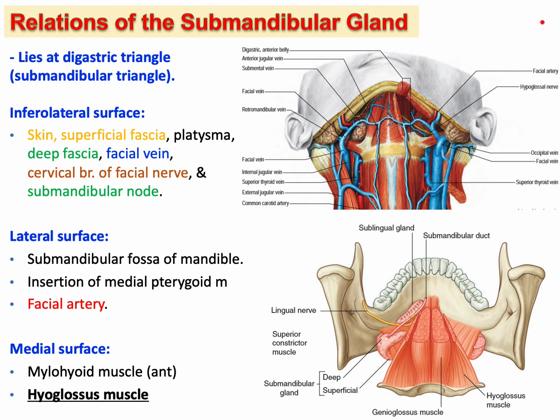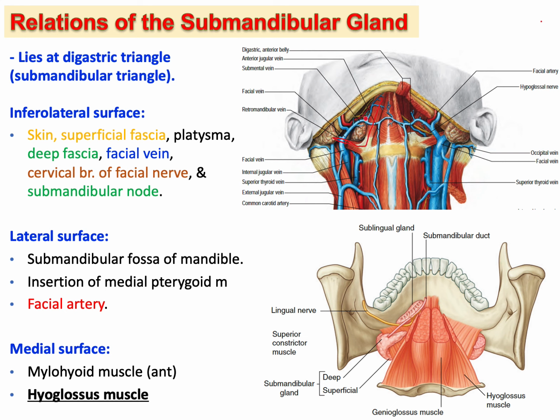Shift to the relations of the submandibular gland. As I mentioned earlier, first of all, it's located in the submandibular triangle. This triangle is the submandibular triangle. Also, it's known as the digastric triangle because it's located between the anterior belly of the digastric and the posterior belly of the digastric. That's why this triangle is known as the digastric triangle or submandibular triangle.